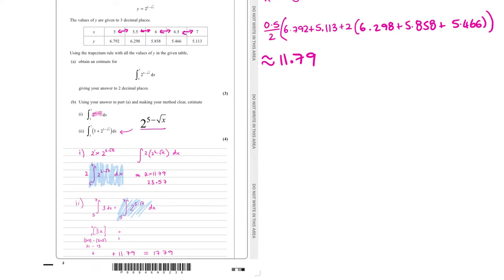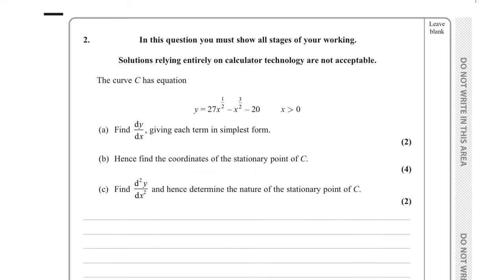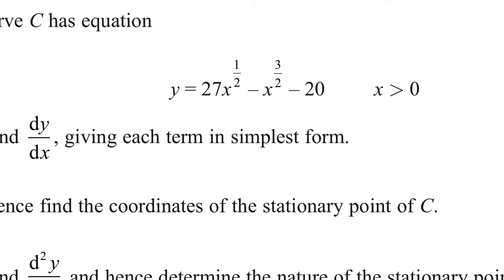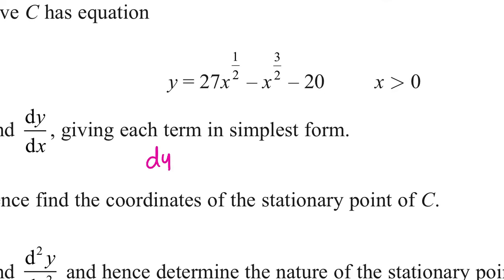Just needed some manipulation. Okay, question 2. The curve C has this equation. Find dy by dx, giving each term in its simplest form. Okay, we love these questions. Right? So let's differentiate this. Bring the power down. A half times 27.